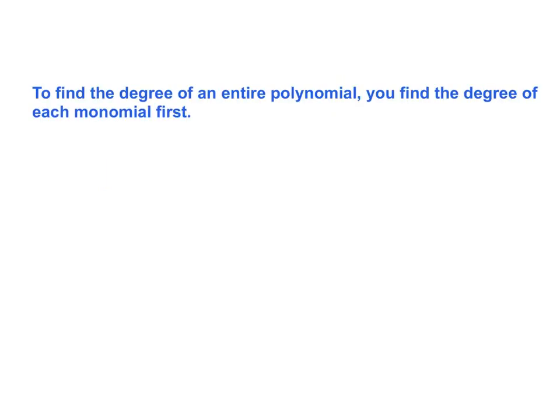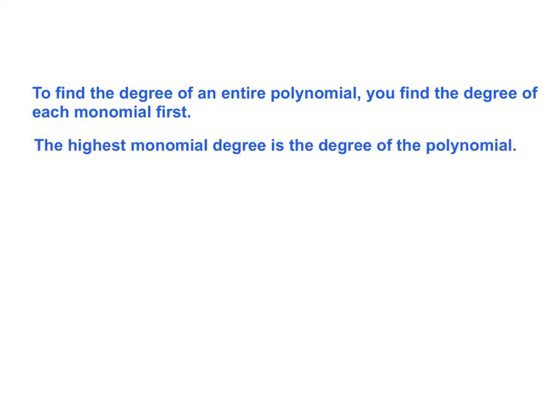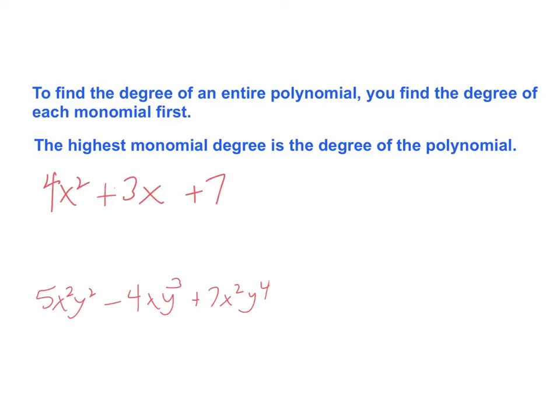I'm almost there. To find the degree of an entire polynomial, so those were just monomials, right? It was just one term. To find the degree of an entire polynomial, you find each monomial first, and then the highest one is the degree of the whole thing. That's all there is to it. Let's look at these.